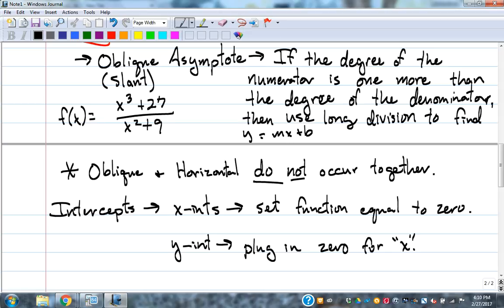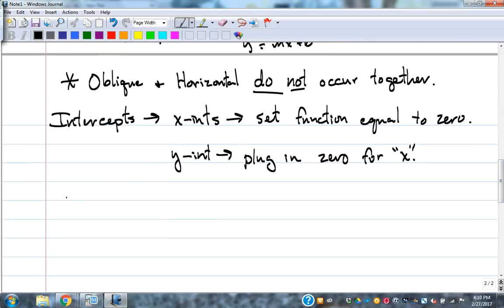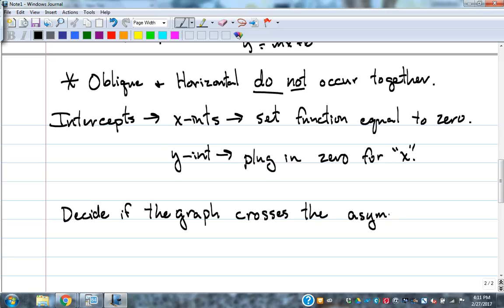One last thing that we need to check on is to decide if the graph crosses the asymptote. And that's only for horizontal or oblique. HA for horizontal asymptote, OA for oblique asymptote. We're going to decide that for each of these problems.